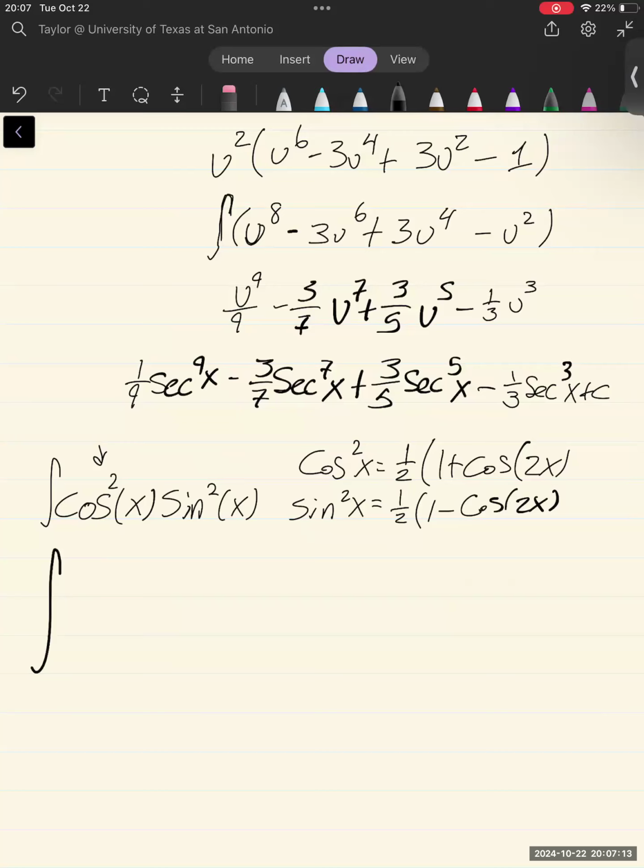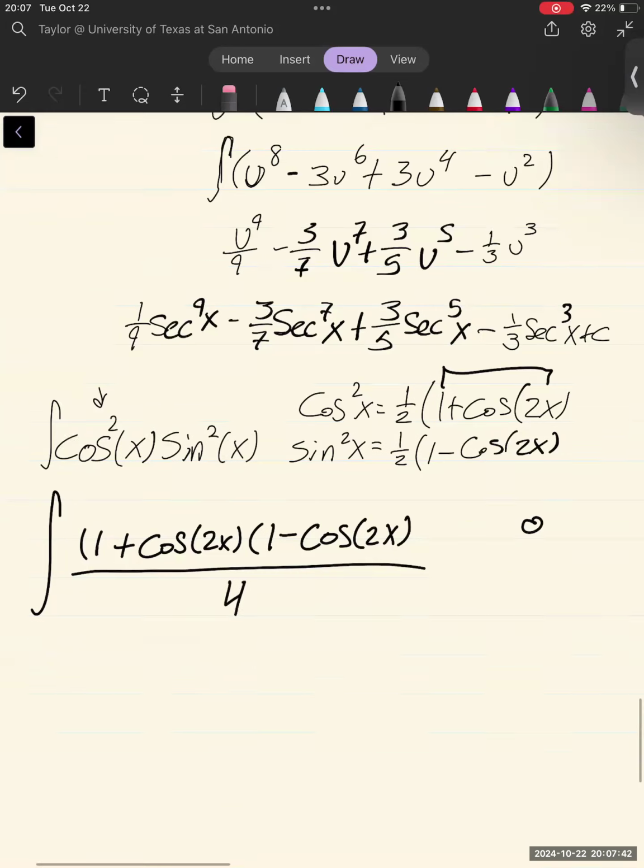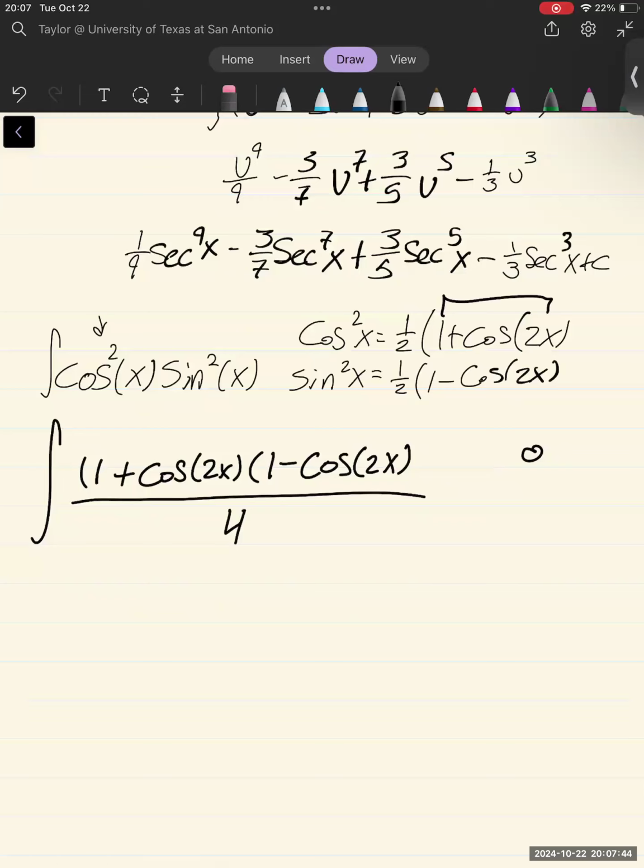I'm going to put this term on the numerator so we can see it a little bit better. 1 plus, and then common denominator, they're both going to share that 1/2. 1 minus. That's going to be 1/4 on the outside, right? Yep, so it's going to be 1/4 here. And then the next thing I do is I'm going to FOIL this.